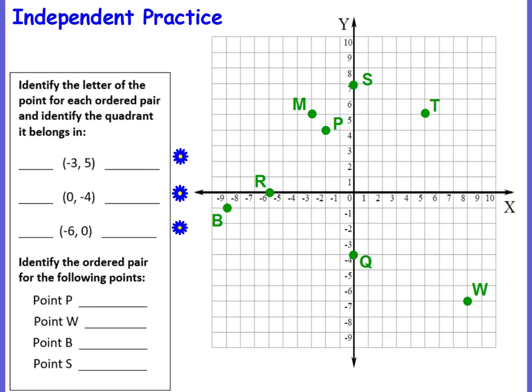Okay, the first part of your independent practice, you're going to identify the letter of the point for each ordered pair and then identify the quadrant it belongs in. So your letter is going to go to the left of your ordered pair, and then the quadrant, and I'm going to abbreviate here, quad, is going to go to the right. So your first ordered pair is negative 3, 5. So use what we've learned about plotting points. Start at your origin and find the point where negative 3, 5 would be. Put the point letter and then determine the quadrant. When you have your answer, come back and check.